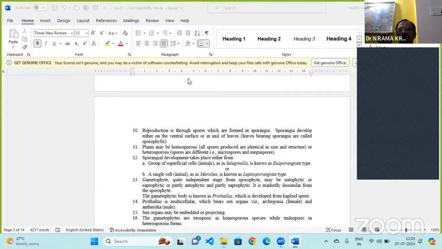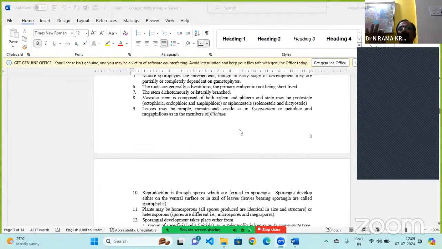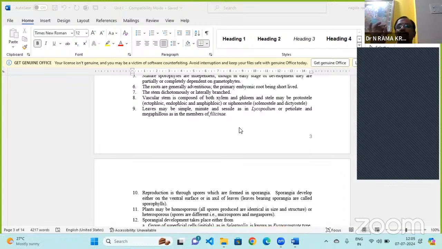The root system, stem system, and leaf system. Once again, this is the plant body, a sporophytic plant body. The pteridophytic plant body is a sporophytic plant body, and it can be differentiated into three categories: root system, stem system, and leaf system. The roots are adventitious roots, and there you see vascular systems, xylem and phloem.